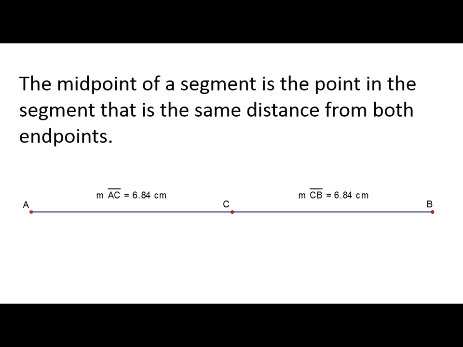If you notice, looking at my first notation, when I read this, the little m, I read it as the measurement of. So make sure we get familiar with that as well. The measurement of the segment AC, right? We know how to name a segment. So the measurement of segment AC, just from A to C, tells me a distance, 6.84 centimeters. Then the measurement of CB, that means the distance from point C to point B, is also 6.84.